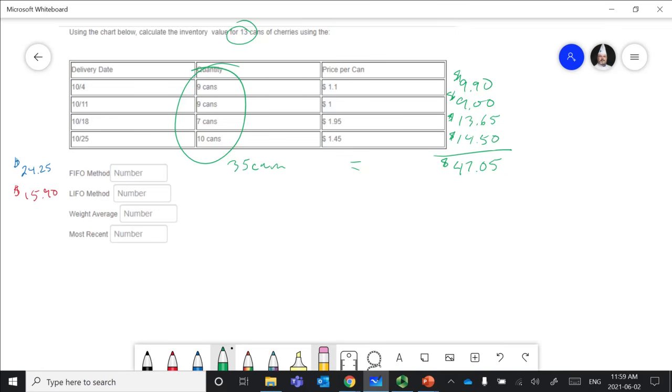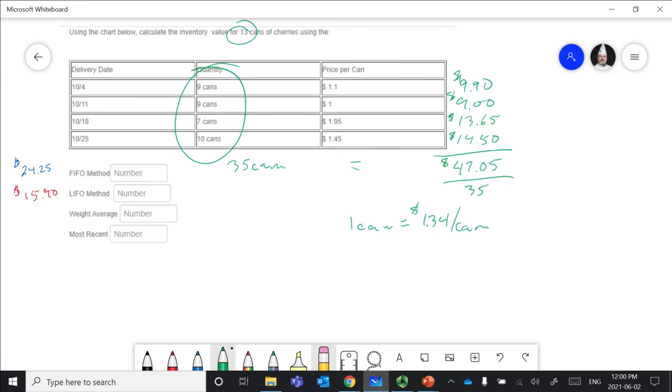So to get a price per can, we would divide that by 35 to get 1 can equals 47.05 divided by 35, a price of $1.34 per can.